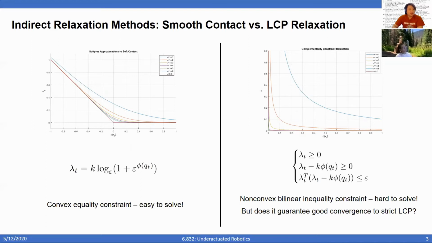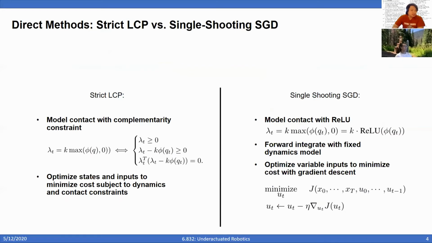On the other hand, most literature on LCP tries to do iterative relaxations through bilinear inequality constraints, but these constraints tend to be really hard to solve because they're non-convex. And we were not completely sure if there are theoretical guarantees on whether they truly converge to a strict LCP case. For direct methods, we consider strict LCP and single shooting SGD.